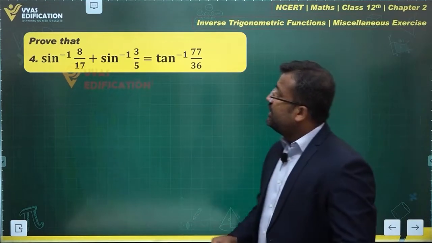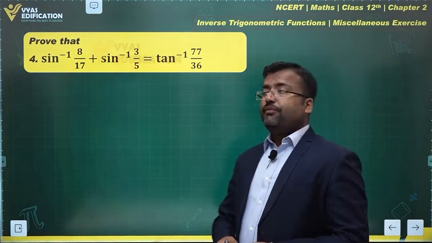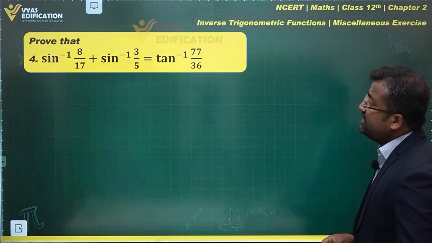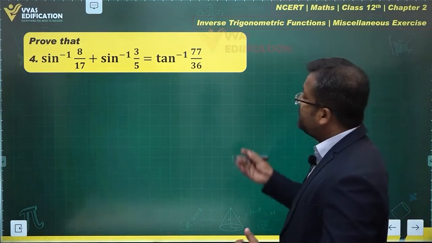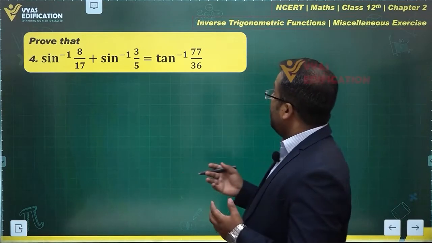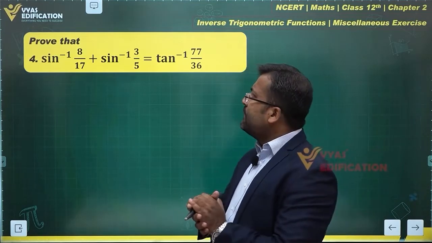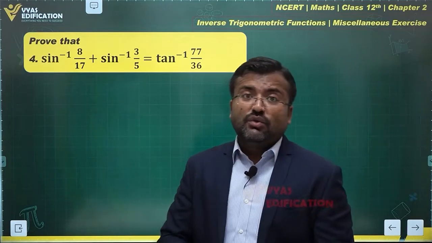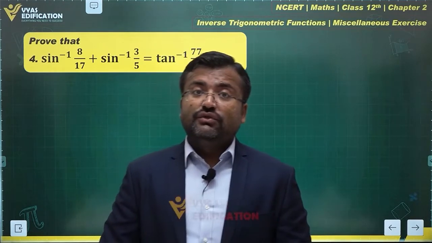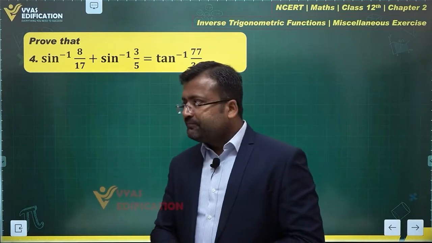Let's continue further and talk about this question. What does the question say? Prove that sine inverse 8 by 17 plus sine inverse 3 by 5 is equal to tan inverse 77 upon 36. Now, what should we do in this one? Can we add two sine inverses? No, we don't have any result related to addition of two sine inverses in the NCERT, right?